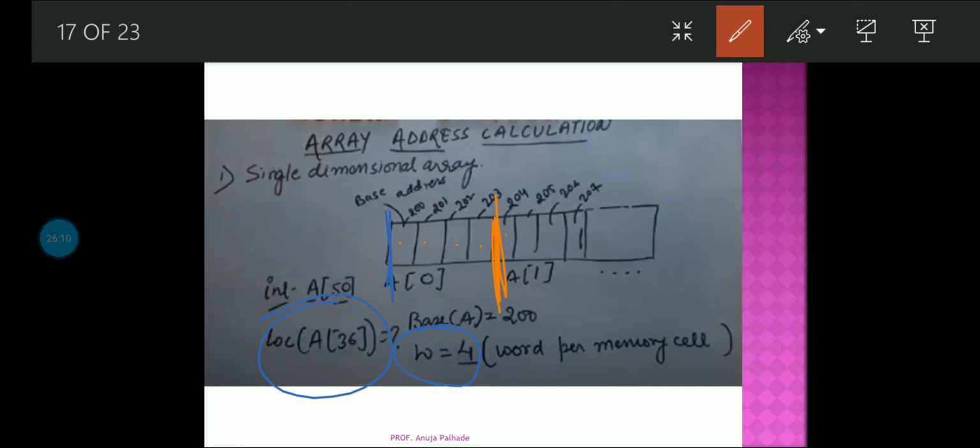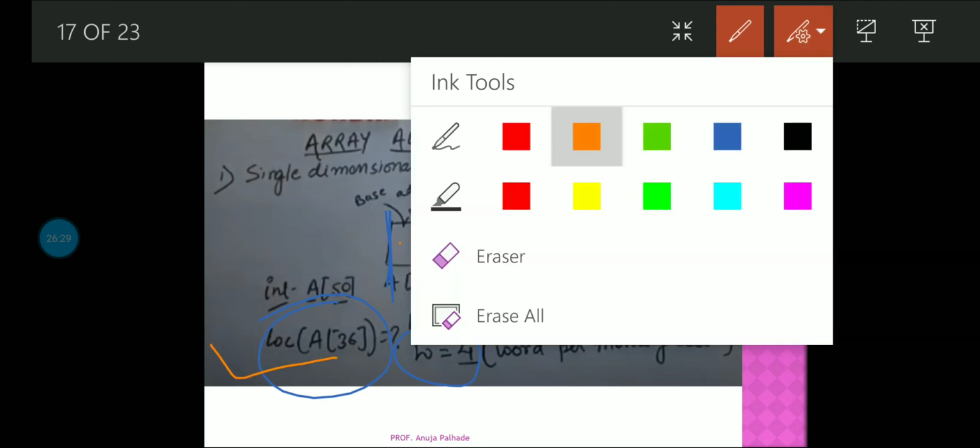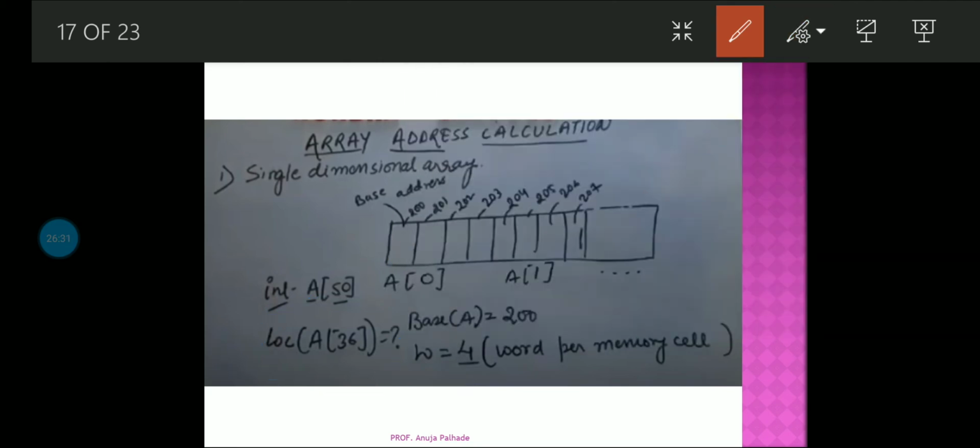And A of 0 ends here. Then 1, 2, 3, 4, A of 1 ends here. Then A of 2, 1, 2, 3, 4, A of 2 ends here. Likewise, up to A of 50 your array goes. And you have to find out the address of A of 36. In this case W is 4. Why 4? Because 1, 2, 3, 4, each cell of the array is carrying 4 bytes with it. That's why W is 4.